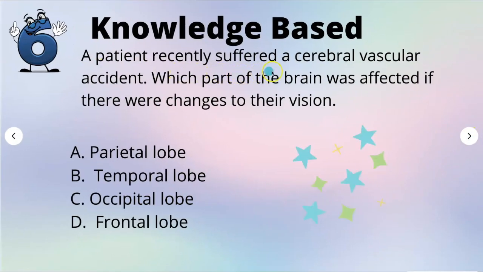A patient recently suffered a cerebrovascular accident. Which part of the brain was affected if there were changes to their vision? This is a pure knowledge-based question. Rarely will they be this simple, but this is making sure that you know which part of the brain is responsible for which function. And if you said C, the occipital lobe, you are correct. The occipital lobe is responsible for vision. The frontal is usually used for logic, reasoning. Temporal is for hearing. And the parietal lobe helps with sensation and perception.